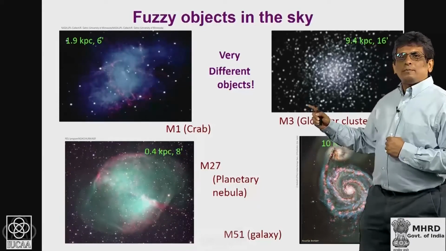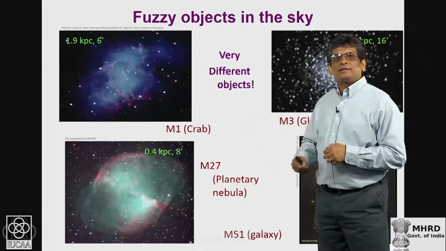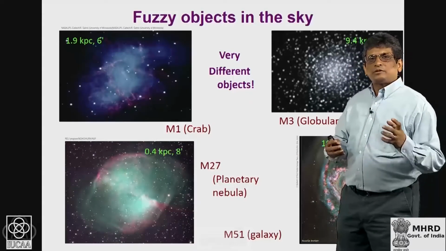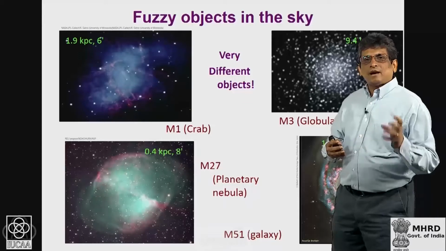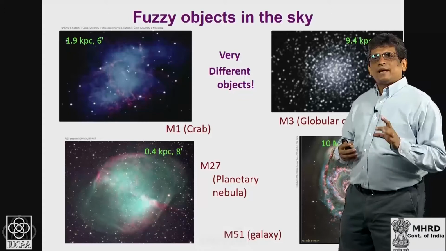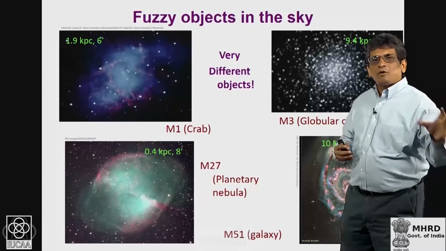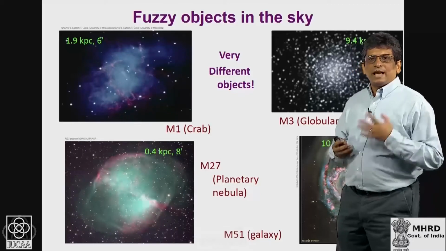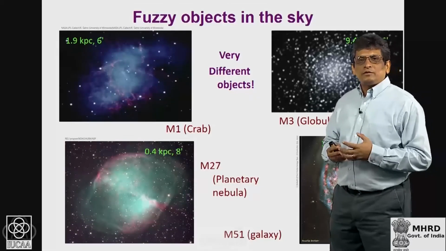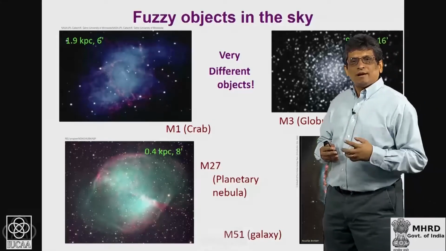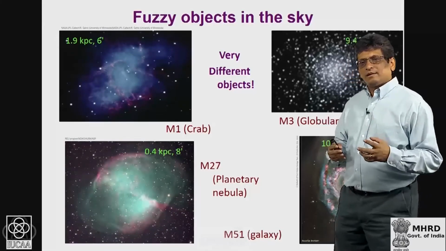Now, they all appear the same in the sky, roughly the same size, because they are at different distances, and I put the distances there and the size of the object on the sky to show you that if something is very far away, it can be very large but yet appear to be the same size. And this is why till the beginning of the 20th century we did not quite realize how far away these things are, and so how big these things are.